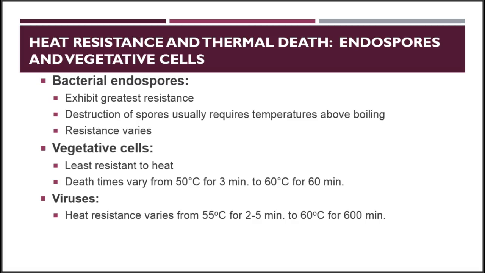There is a variety of levels of heat resistance depending on the organism that you're looking at. Bacterial endospores tend to be the most resistant to heat. Destruction of spores usually requires temperatures well above boiling, and resistance is going to vary depending on the spore. Vegetative cells are the least resistant to heat. Death times are going to vary from 3 minutes at 50 degrees Celsius to 60 minutes at 60 degrees Celsius. So it really just depends on the cell type.